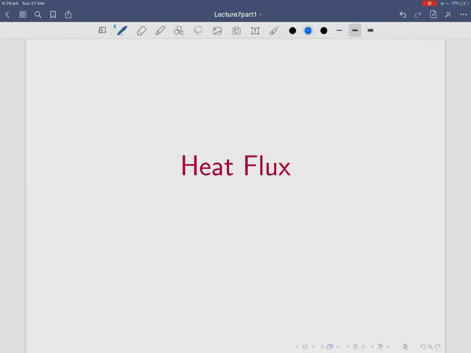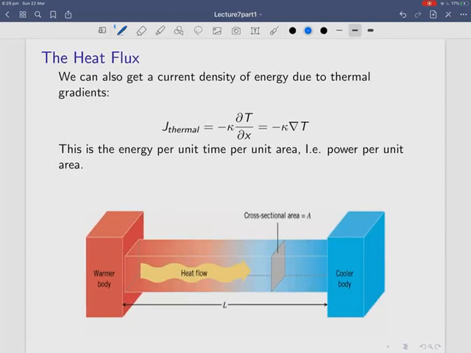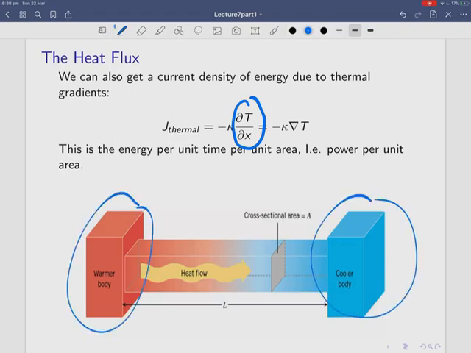So we've had electric charge flux, which you're familiar with. We've now had matter flux, which you might not be so familiar with, and there's heat flux. Okay. So the heat flux, which is a thermal flux, you can get that from the current density of energy due to thermal gradients. So here we've got a thermal gradient. Suppose we have a thermal gradient dT/dx. And you want to say, well, what sort of thermal flux will we get? So we have a hot body here, a cold body here, and we will get some thermal energy flowing that way. Okay. Again, it flows from high concentration, if you like, hot to cold. So that's the way it flows.